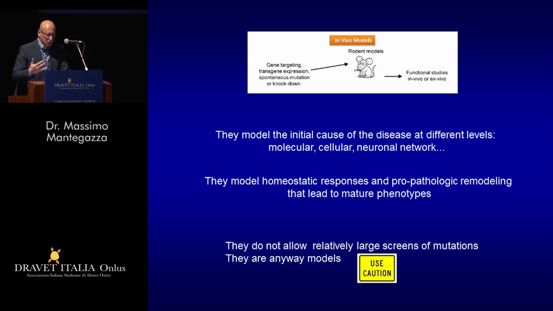Then you have in vivo models, for example, rodent models. Then you can engineer the mutation in the genome of a mouse, for example, and study the effect of that mutation. And here you can model the initial cause of that mutation on the target protein, but at different levels: molecular, cellular, network, behavioral levels. And these models also model homeostatic responses and pro-pathologic remodeling that lead to the mature phenotype, as I told you before. But they don't allow relatively larger screens of mutations because they are difficult to develop, costly. They are anyway models, so they don't have the same properties, features of the patient. So you should use them anyway with caution, even if the caution here is smaller than for more reduced experimental models.